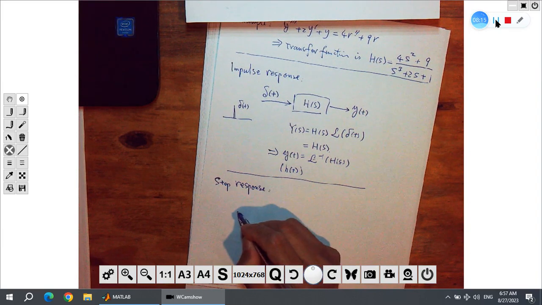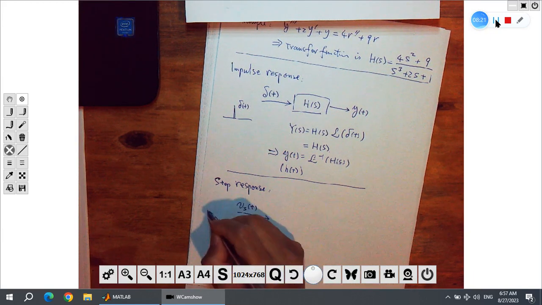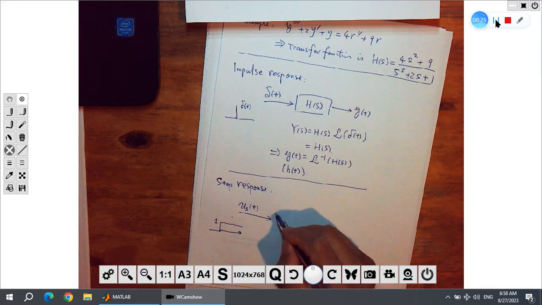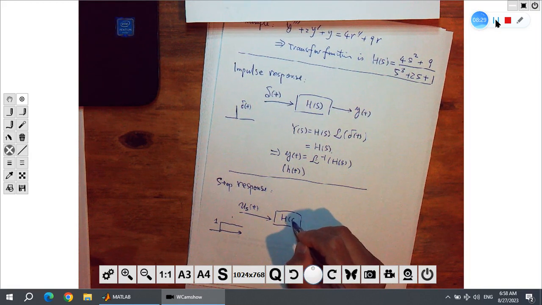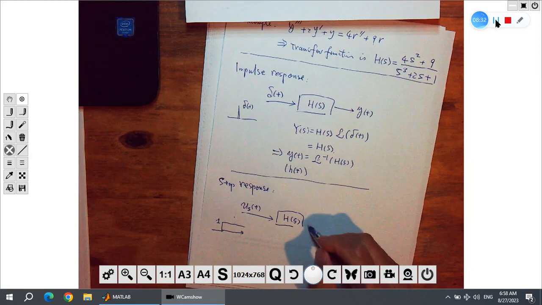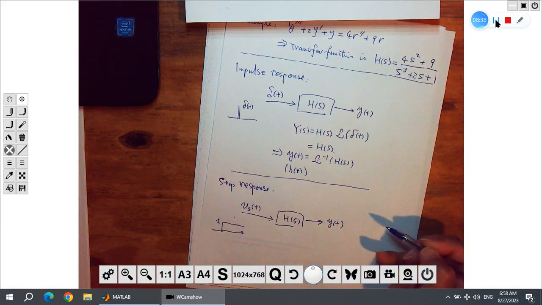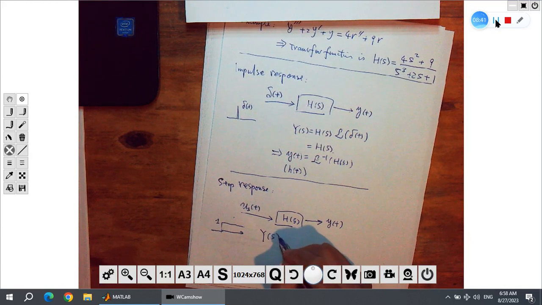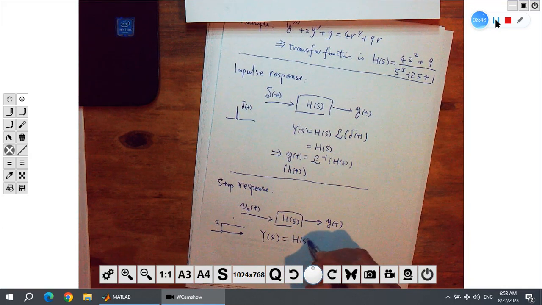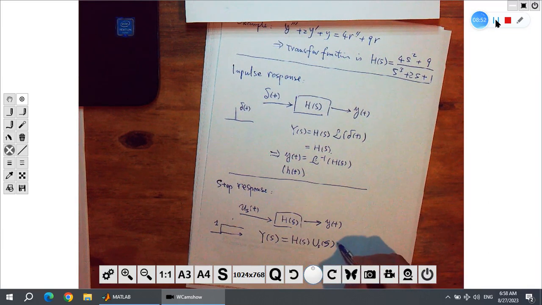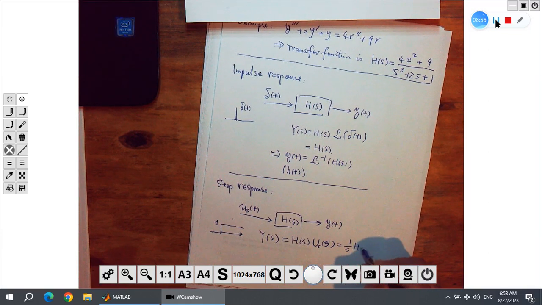So here is a unit step. Now I put the S here. Unit step t. It looks like this. Here's 1. We still denote the system as H of S. Then the output, I still use Y of t. Then in S domain, Y of S is H of S times U of S. This is 1 over S times H of S.